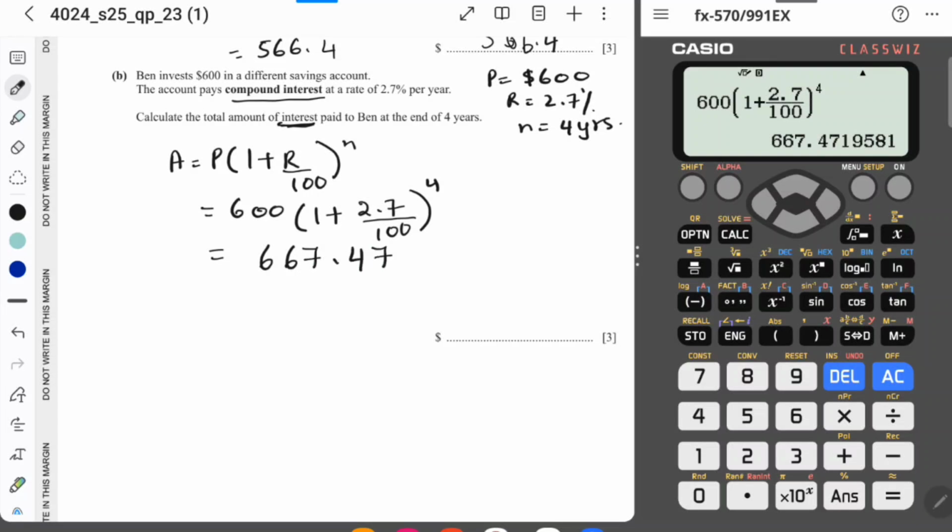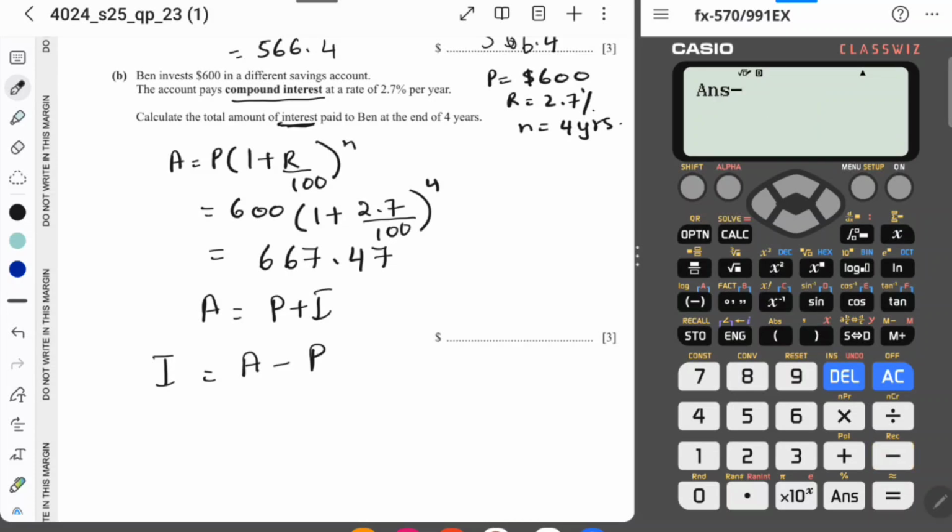667.47. You know that amount is equal to principal plus interest, but they ask us to calculate the interest, which is equal to amount minus principal. So you just have to subtract: amount minus principal. Principal is 600.